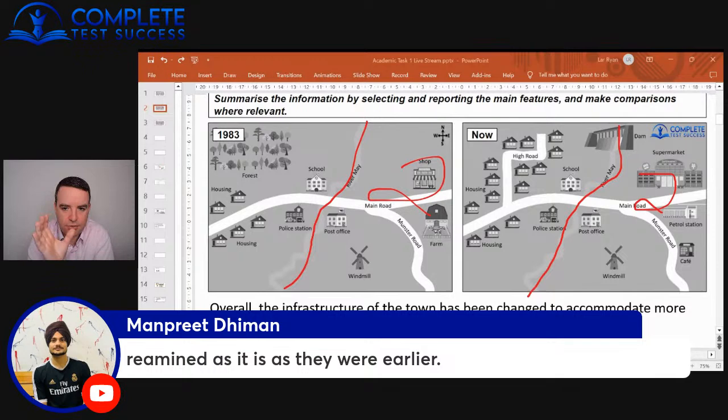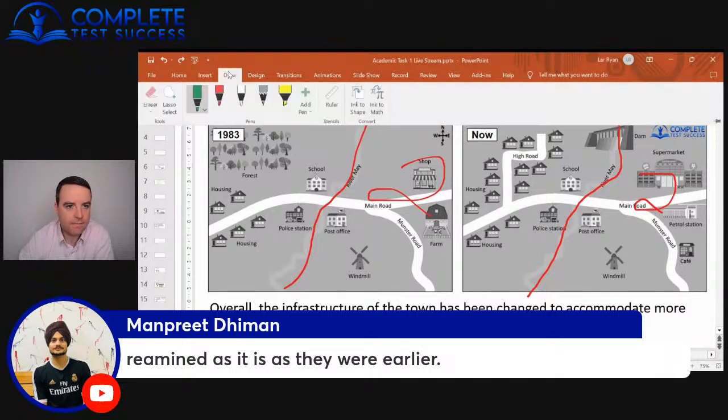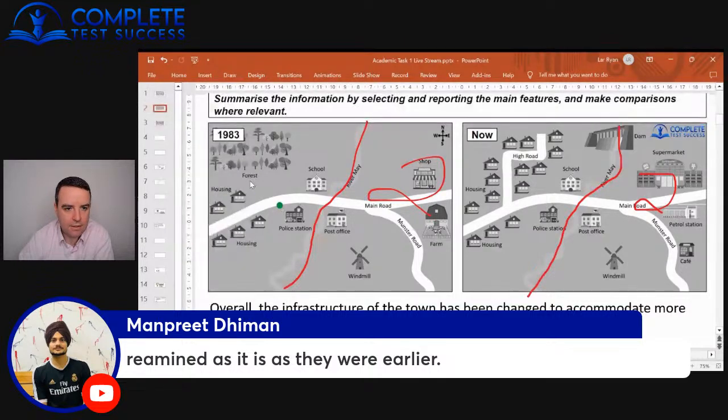Now, Manpreet, this is really good. This is really strong. But what you're missing is the fact that some houses are still there. So you're going to have to mention these houses here, the ones that were already there. You're going to say they're still there. And you're going to give the locations of the school and the police station.